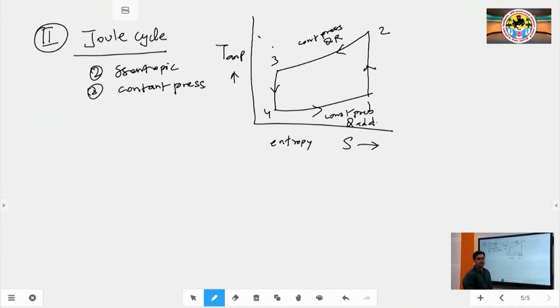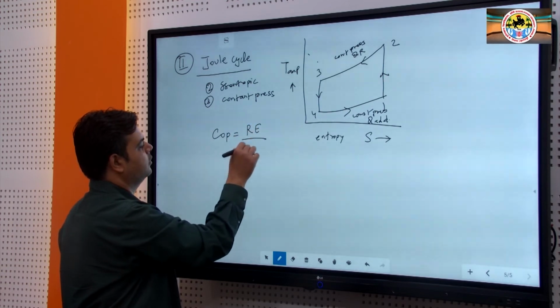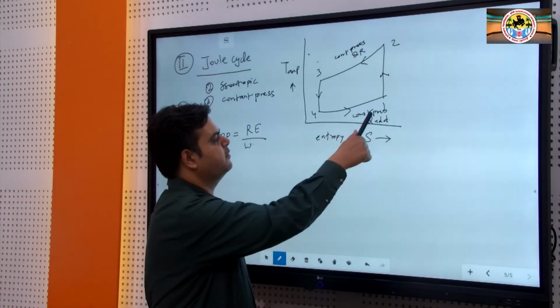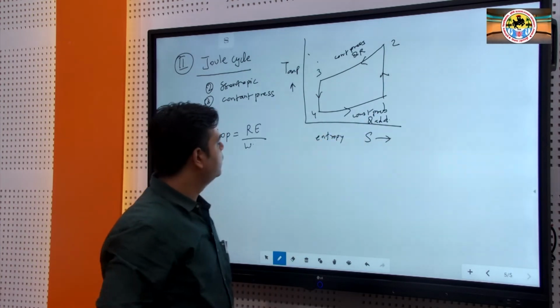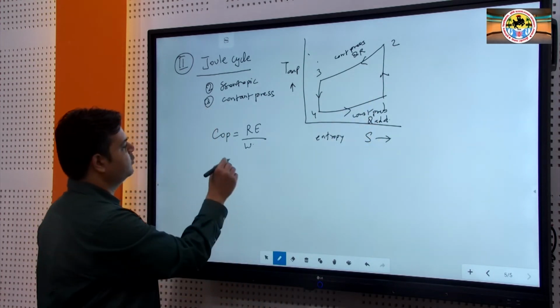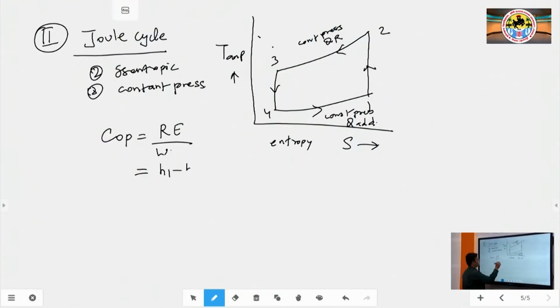So, in this cycle, how do we find the COP of the Joule cycle? COP is nothing but the refrigeration effect upon work. What is the refrigeration effect? In this cycle the refrigeration effect is process 4 to 1, and the work is the compressor work, 1 to 2. So in terms of enthalpy, the refrigeration effect is H1 minus H4, and the work is the compressor work, H2 minus H1.